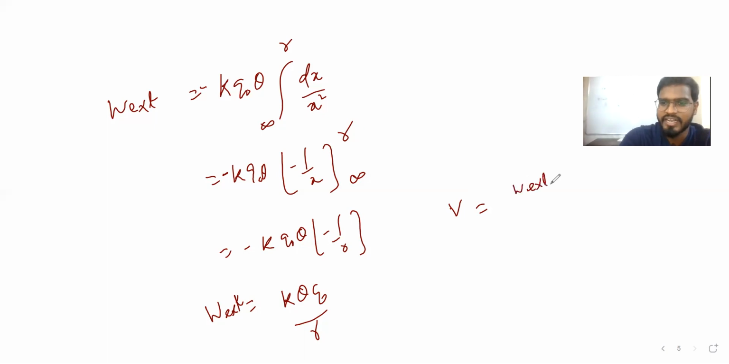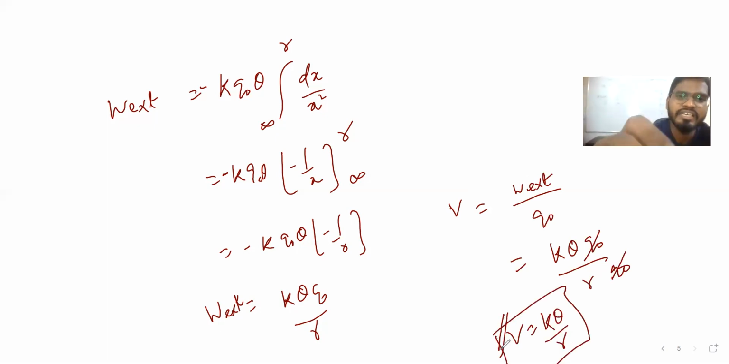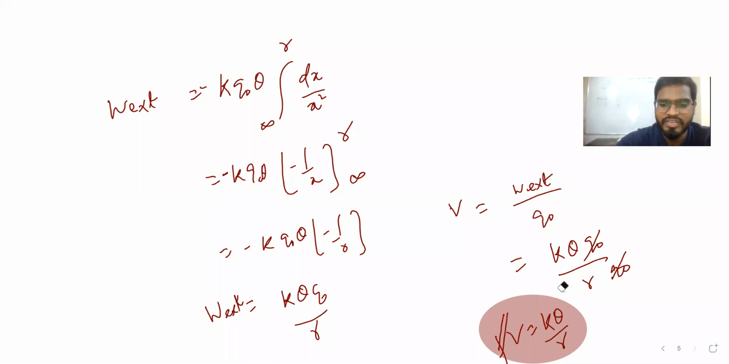Work done by the external agent on the test charge. Work done by external agent is K Q Q naught by R, divided by Q naught. So potential is KQ by R. KQ by R, that's it. Got KQ by R. Now the unit of potential.